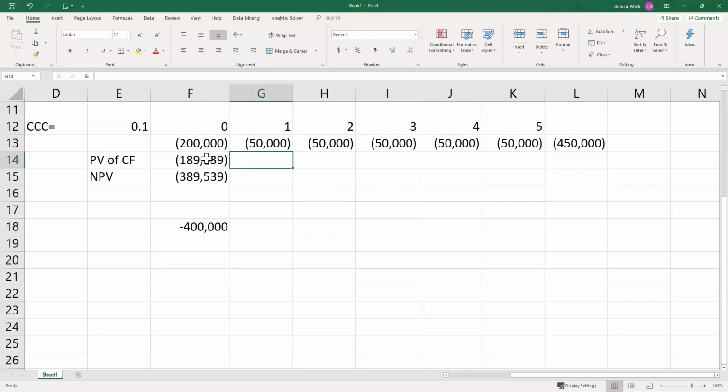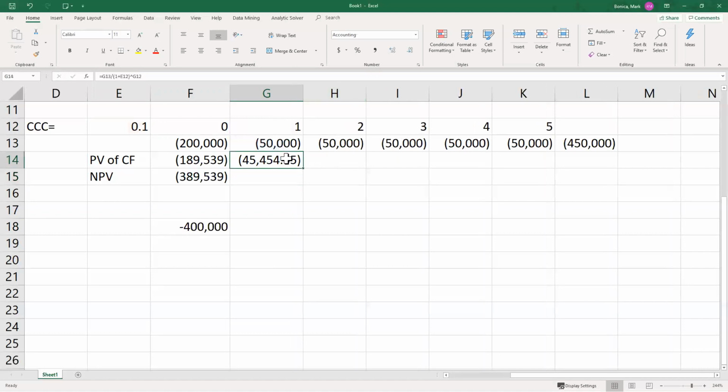So rather than using the NPV formula, let's look at what these actual cash flows are worth. So if we have to pay $50,000 a year from now, and we have a 10% discount rate, how much is that really worth? Well, 1 plus the discount rate raised to the number of years, right? So $50,000 a year from now is really, to this firm, $45,454.